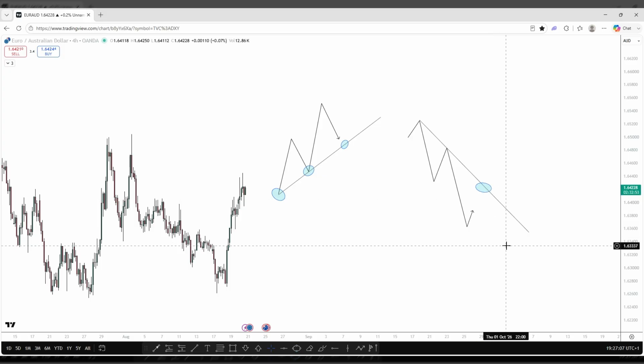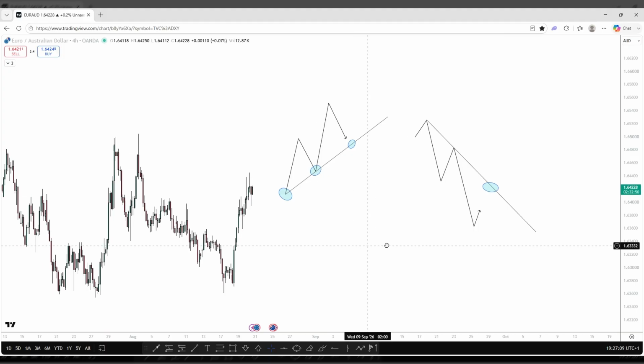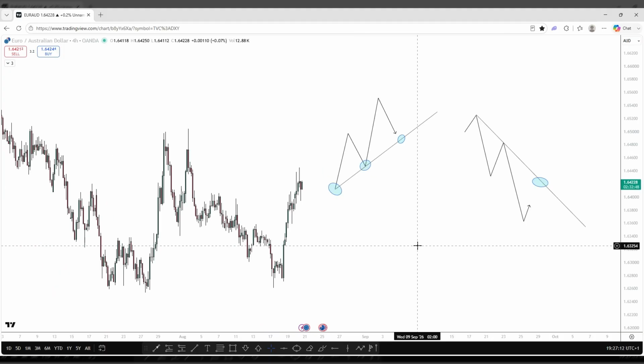Now, you can use a multitude of confluences to do that. You can use key levels, round numbers, EMAs, I don't know, fair value gaps, supply, demand, support, resistance, whatever you want to do, that is the way to do it.